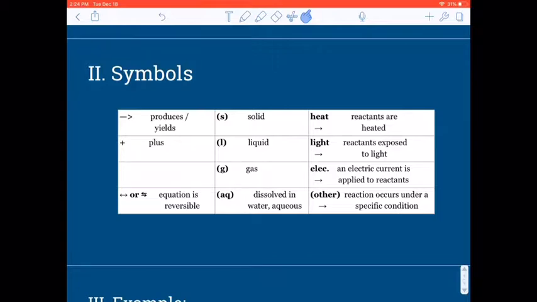After each chemical formula, we'll indicate the phase of matter it's in, so you write either S, L, or G in parentheses to indicate if it's a solid, liquid, or gas, or if it's a solid that's been dissolved in water, we call that aqueous. You will see AQ in parentheses.